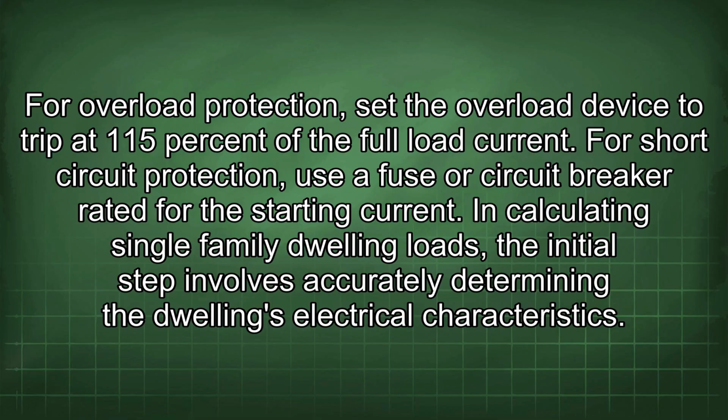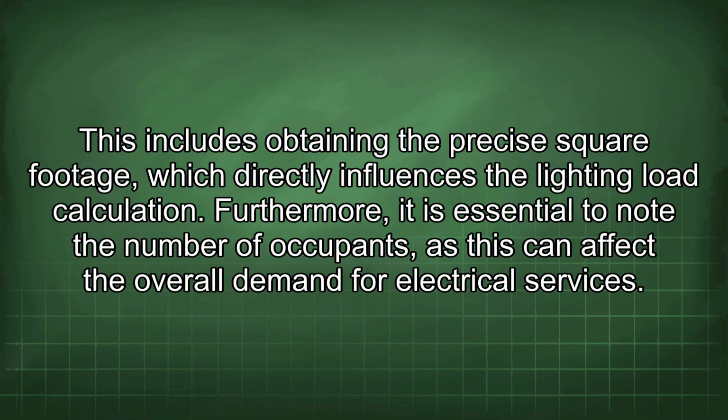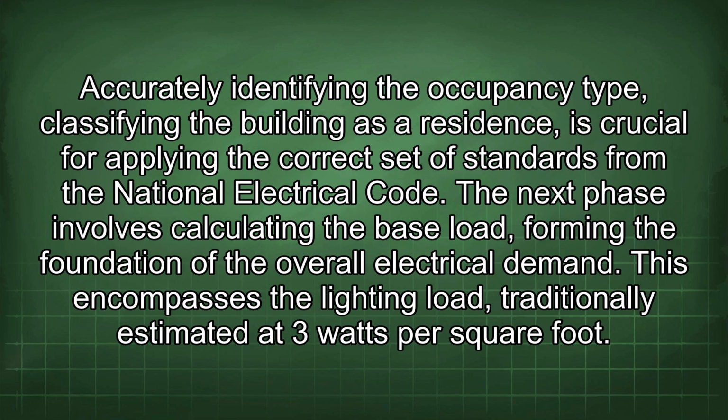In calculating single-family dwelling loads, the initial step involves accurately determining the dwelling's electrical characteristics. This includes obtaining the precise square footage, which directly influences the lighting load calculation. Furthermore, it is essential to note the number of occupants, as this could affect the overall demand for electrical services. Accurately identifying the occupancy type, classifying the building as a residence, is crucial for applying the correct set of standards from the National Electrical Code.